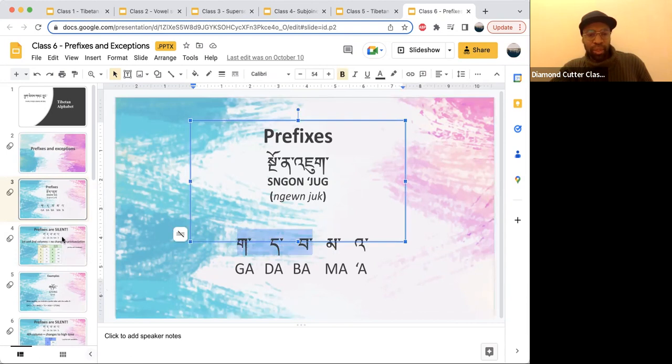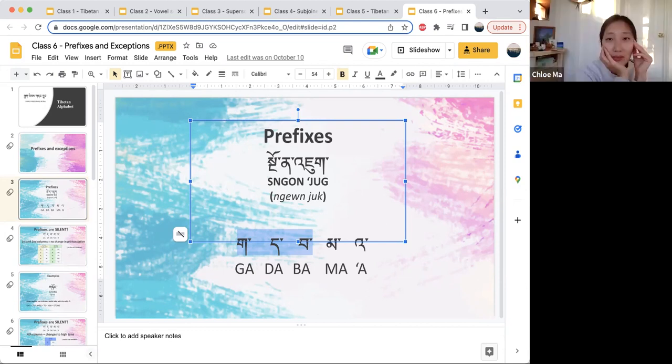All right. So when you see a G, a D, a B, M, and an apostrophe in front of a Tibetan letter, when it's transliterated into English, it is a prefix letter. And these are the only ones. So if you see KH, you're not going to say ha, because K can never be a prefix letter, right? You're not going to do that?